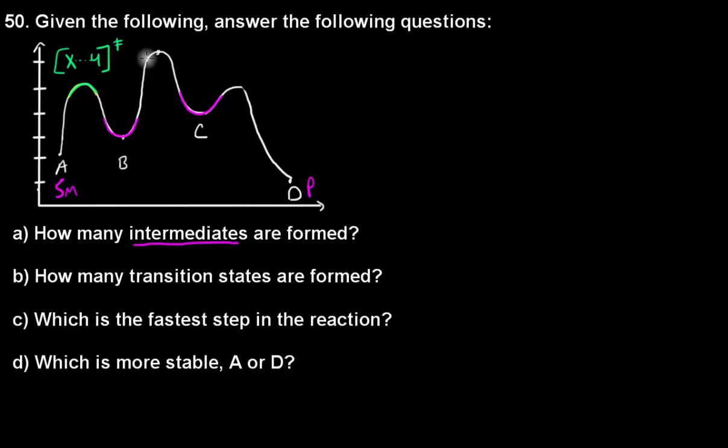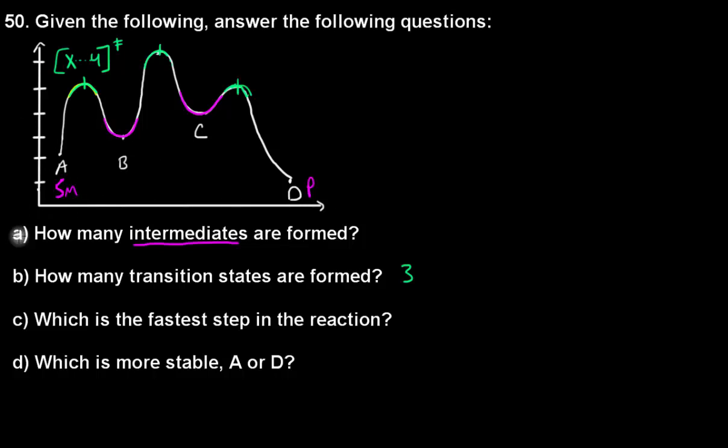So this is a local maxima, so is this. This is a local maxima, and so is this. This is a local maxima as well. Okay, so each one of these, here, here, and here, are going to be transition states. So the answer to question B is that 3 transition states are going to be formed in this reaction going from A to D.